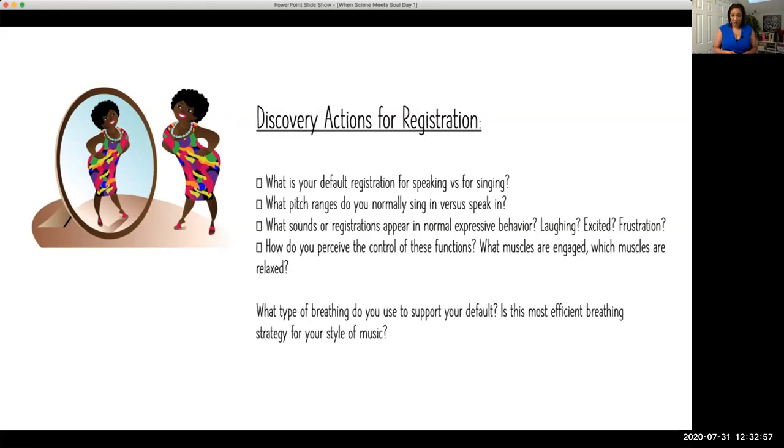Not saying what it should be. I just want to know what it is. When you're laughing, when you're excited, when you're frustrated, what do you sound like? Some people are shocked to find that they don't have very much variation. Some people are shocked to realize, wow, I actually do a lot of colors. Some people are like, well, it depends on who I'm talking to. Okay? But that's still a part of your colors, right?